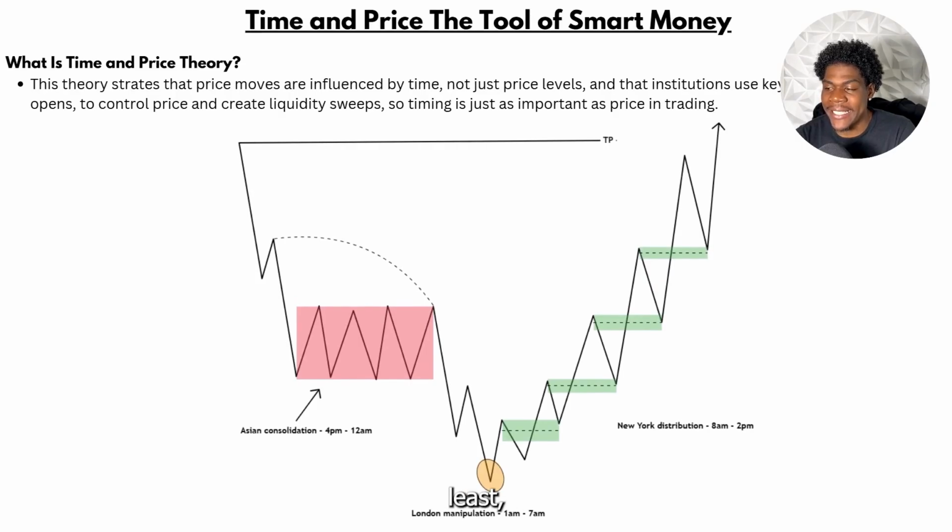And last but not least, we have our New York distribution session between 8 a.m. to 2 p.m. EST. This is where price will start respecting all previous bullish PD arrays until we reach our main take profit zone. This right here is a full schematic on our time and price theory.